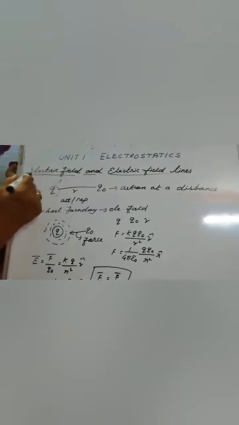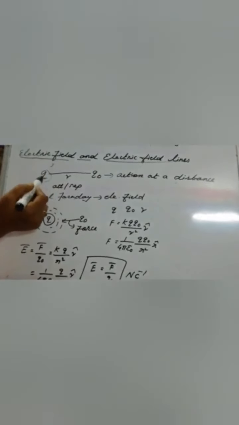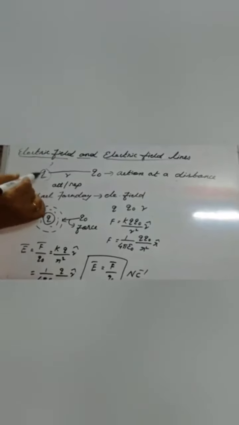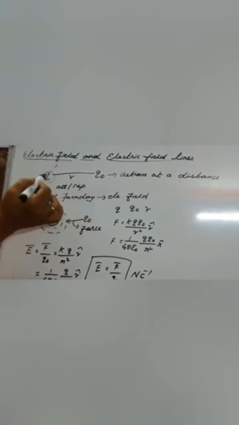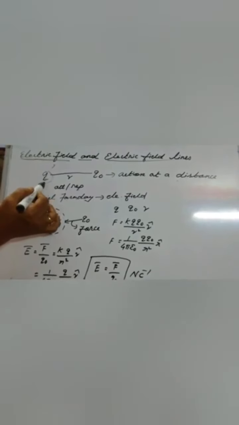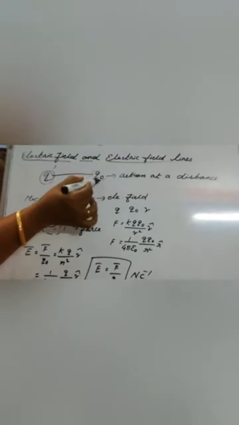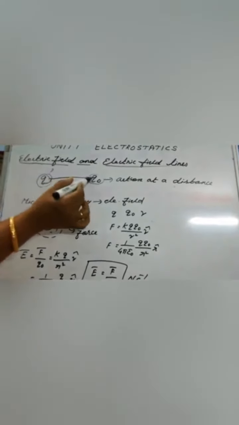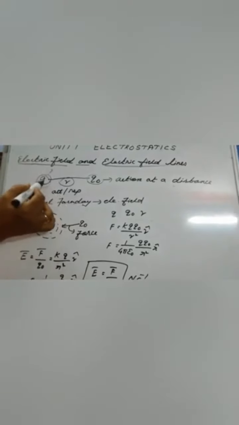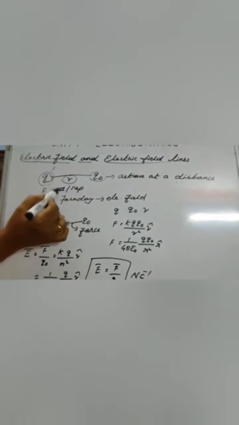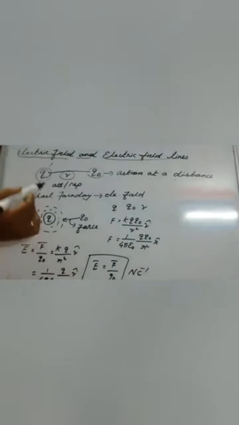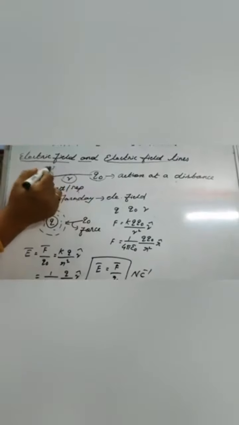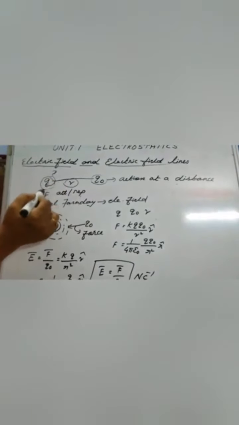Our next topic is electric field and electric field lines. What is known as electric field? According to Coulomb's law, a point charge is kept at a point in space. Suppose Q is a charge and another charge is Q naught, both separated by a distance. In between there is an attractive or repulsive force experienced. This is called action at a distance. Here the second charge Q naught doesn't know about the existence of the first charge.